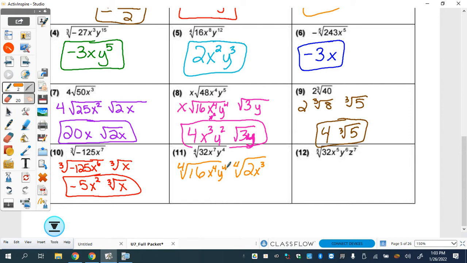So the 4th root of 16 is 2. Divide my exponents, I get x to the 1st, y to the 1st. And then the 4th root of 2x cubed. Be careful on problems like these that the 4 is actually above that radical sign and it's not looking like it's an exponent on your y, because it will get marked wrong that way. So just be careful with those.